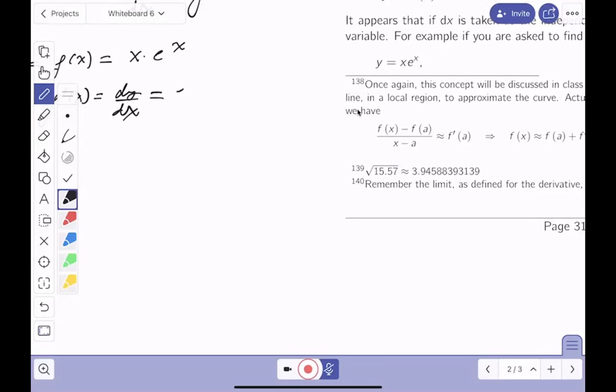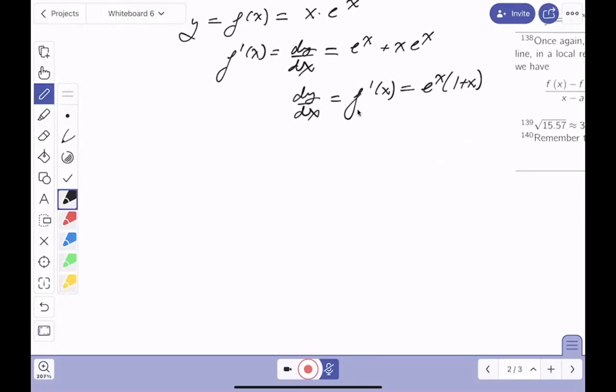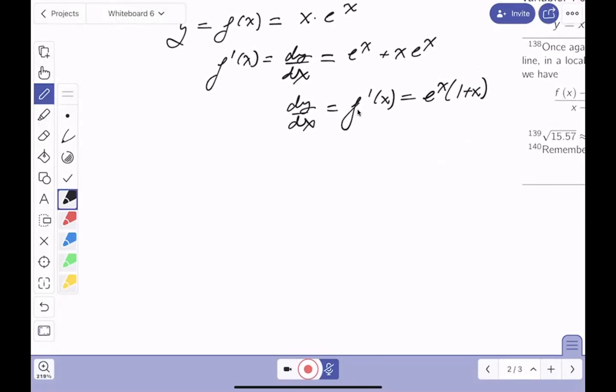Derivative of x is 1 times e to the x plus x times the derivative of e to the x, which is e to the x. So dy/dx, which again is f prime, is going to be e to the x times 1 plus x. Fairly simple to write that down. We've been doing that for a long, long time now. Now we write the differential down. So dy is equal to f prime, which is e to the x times 1 plus x, dx.